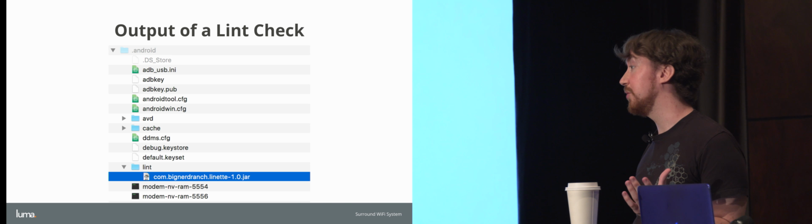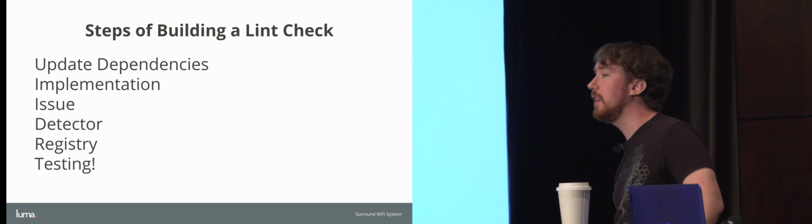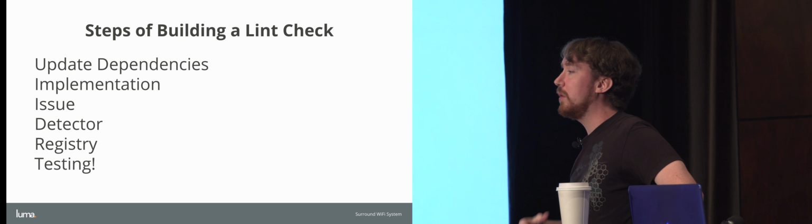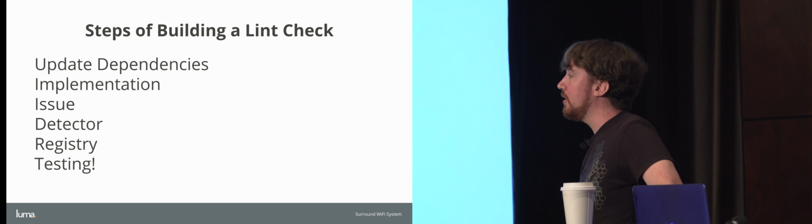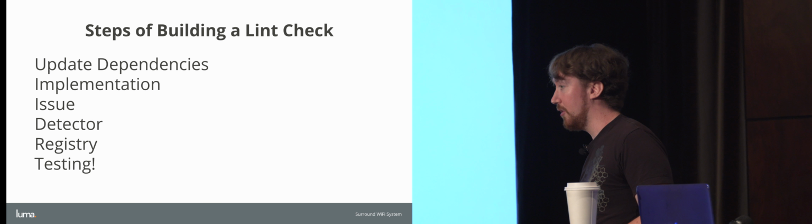So we're going to go through the steps. We'll start with updating our dependencies, which is where a lot of great journeys in Android development begin. The next step will be our implementation, because we've got to figure out where we're looking really before we determine what we're looking for. Then we'll create our issue, our detector, registry, and finally, and I want to stress this, we want to test. Lint checks, unlike many parts of Android development, are actually really easy to test.